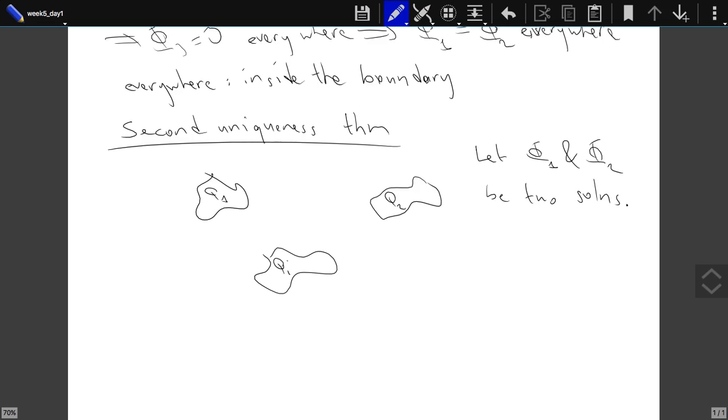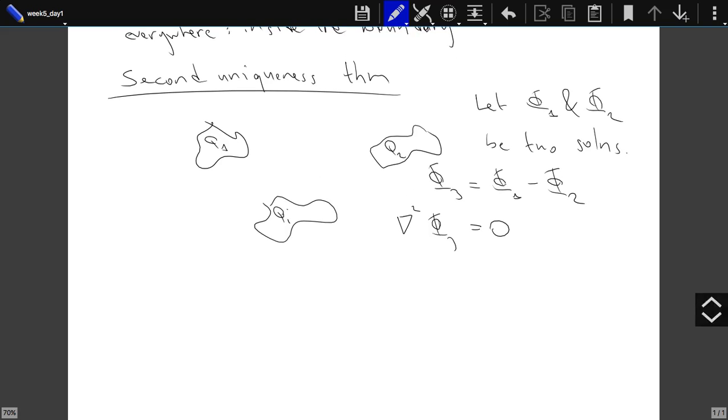So what we will be trying to prove, again, is that phi1 has to be equal to phi2. And just as in the previous case, we will define phi3 to be the difference. So this phi3 satisfies Laplace's equation. In fact, both phi1 and phi2 satisfy Laplace's equation in the region between the conductors. Not everywhere, but in the region between the conductors.